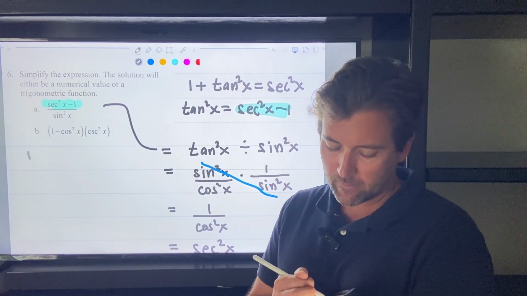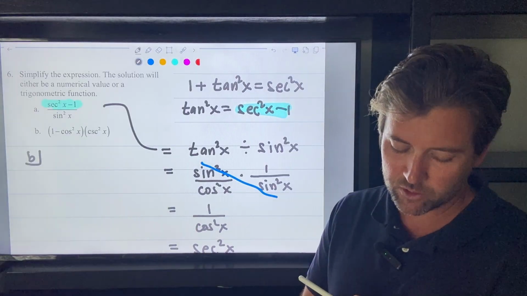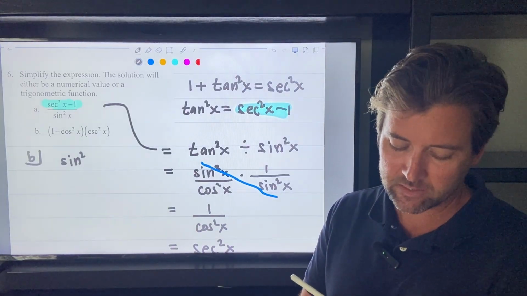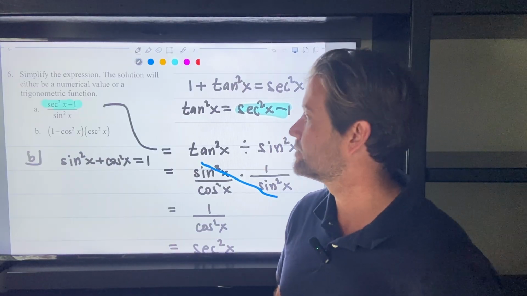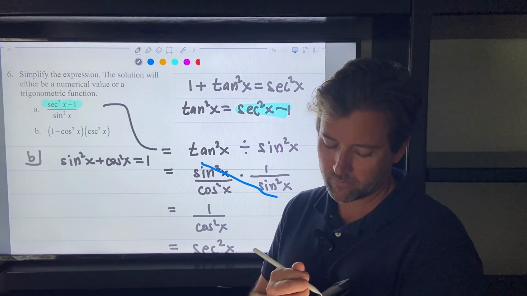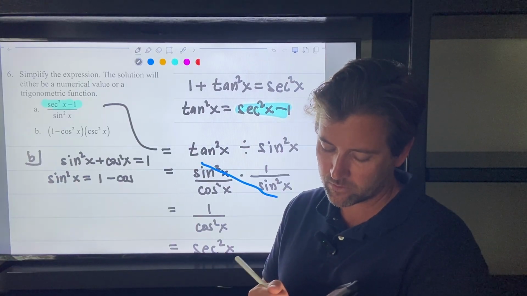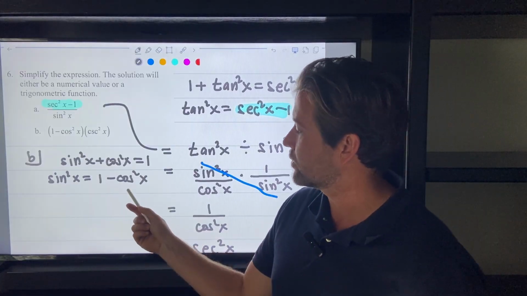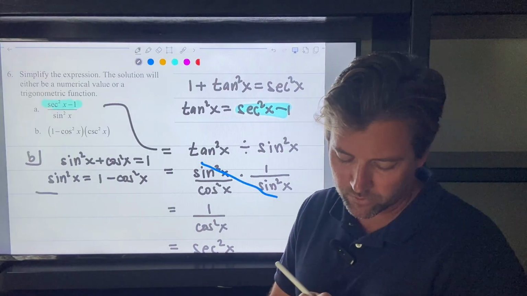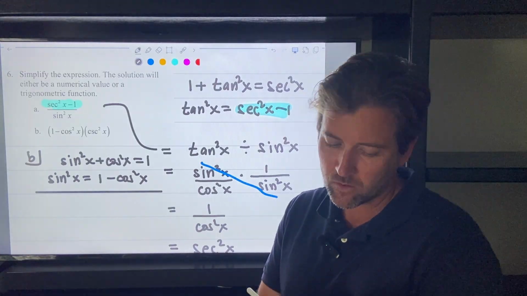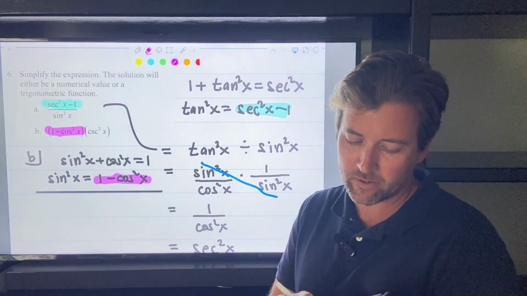All right, part B. So 1 minus cosine squared x. We should be familiar with this Pythagorean identity that sine squared x plus cosine squared x equals 1. If I subtract cosine squared x to both sides of the equation, we get 1 minus cosine squared x. So this is our Pythagorean identity. We're noticing that this is equal to that up there.